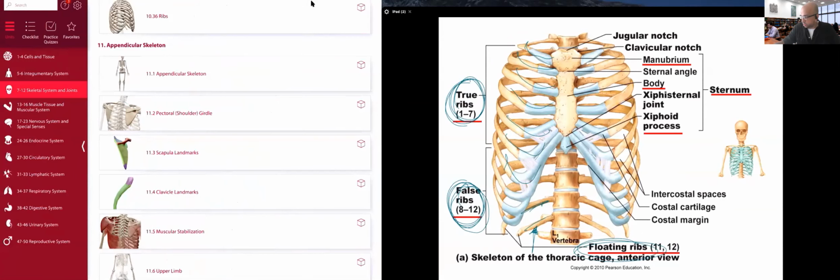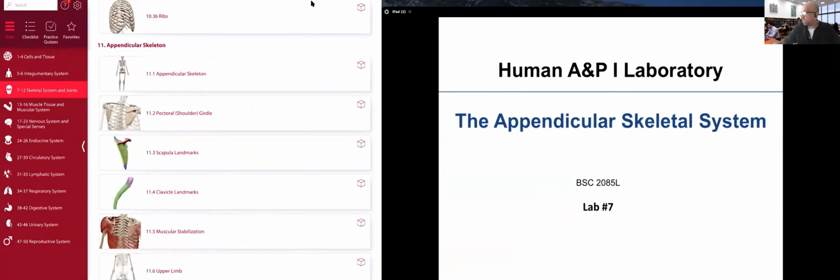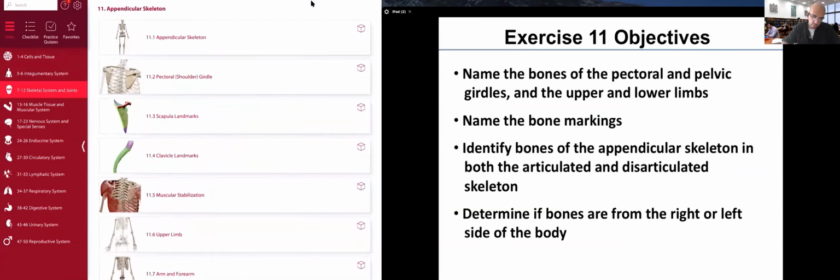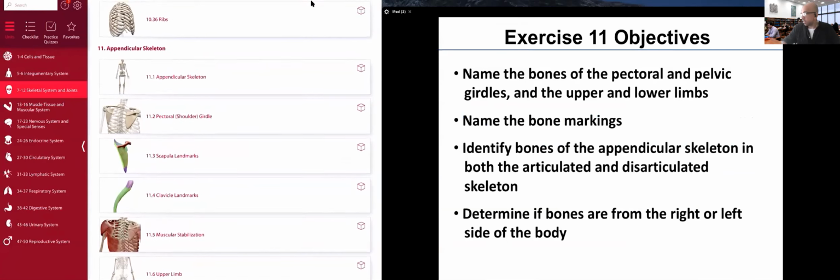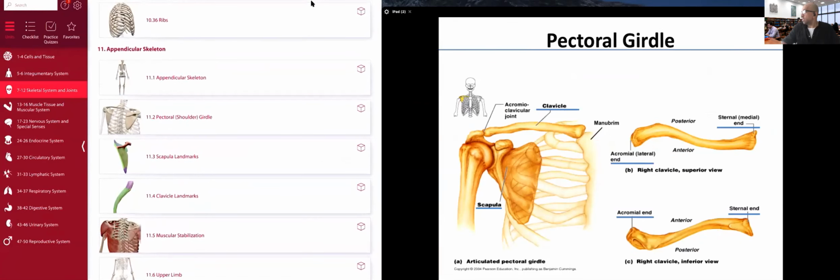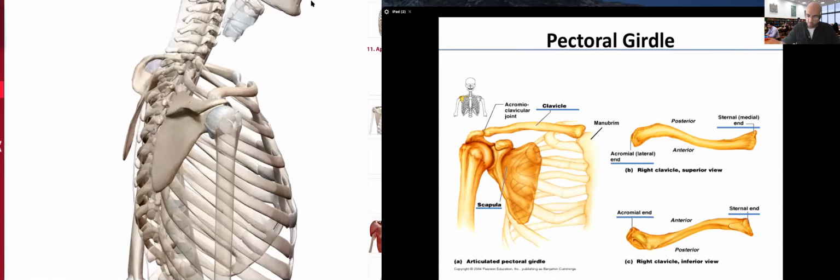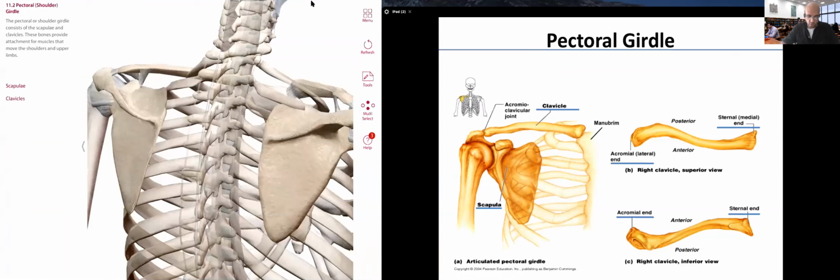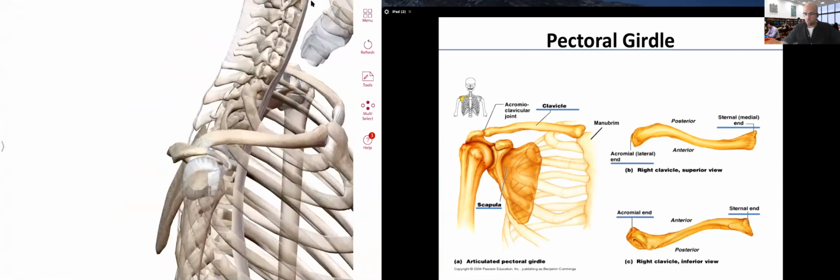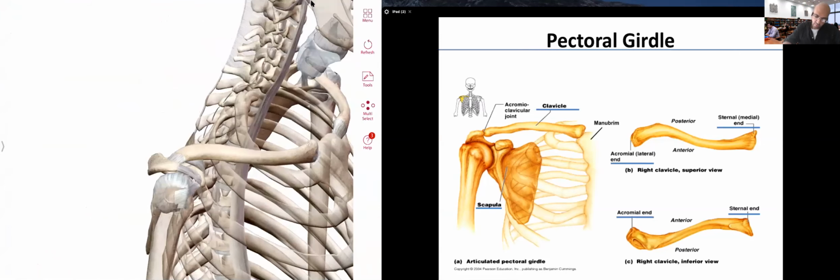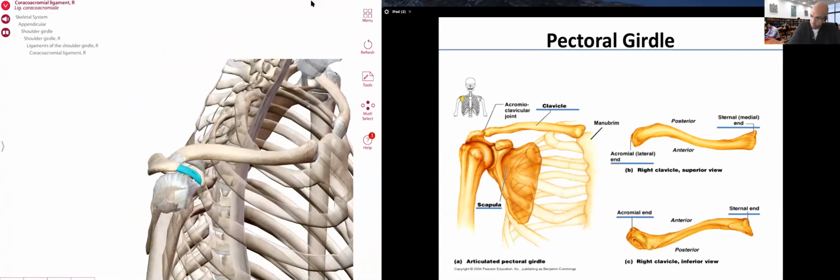Moving on to the appendicular skeleton, starting with the bones of the upper limb. First, we're looking at the pectoral girdle that would be forming the shoulder.